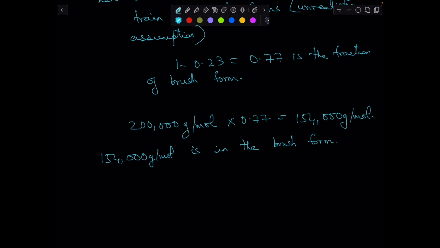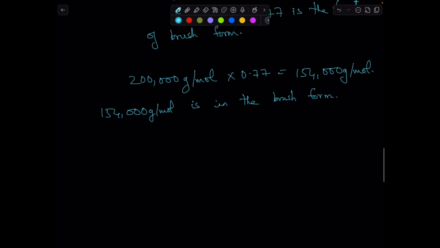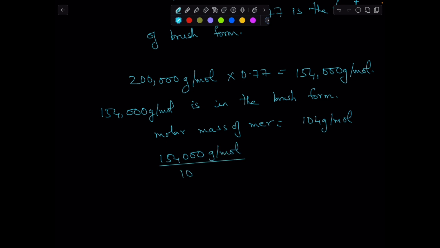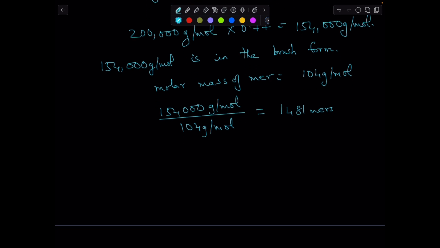And we want to find out the length of this. Since molar mass of a mer is 104 grams per mole, we can find out how many mers are in this. So 154,000 grams per mole divided by 104 grams per mole will give us the number of mers, which is 1,481 mers. Now we can find out the length of 1,481 mers.